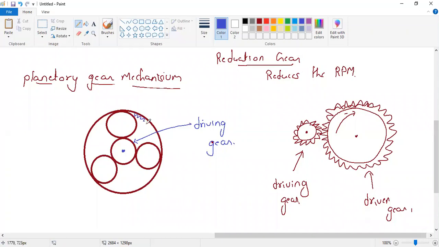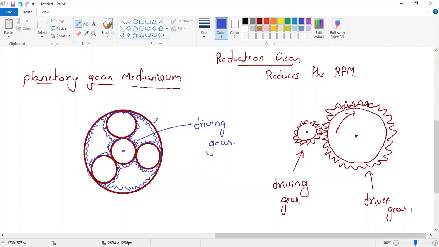This one will have teeth on the inside. Just for understanding purposes, I'm drawing the teeth here. This will have teeth on the inside, and this gear will have teeth on the outside. This one will also have teeth on the outside.